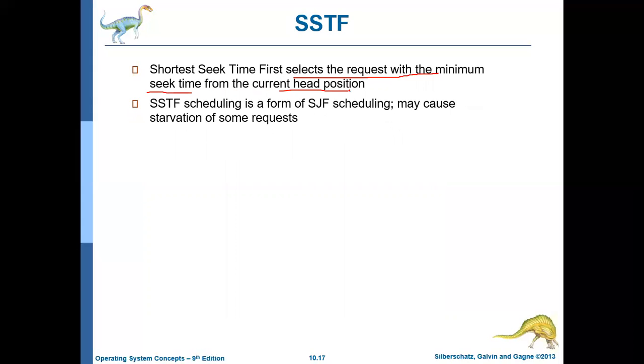So you can see here, the shortest seek time first algorithm is similar to SJF scheduling, shortest job first scheduling. Because of that, it may lead to starvation for some of the requests. That is, a particular request might have come early, but the head might not be nearest to that position. So it may make that request wait for a longer period of time, and because of that it may lead to starvation.